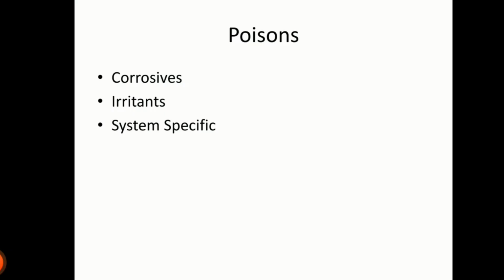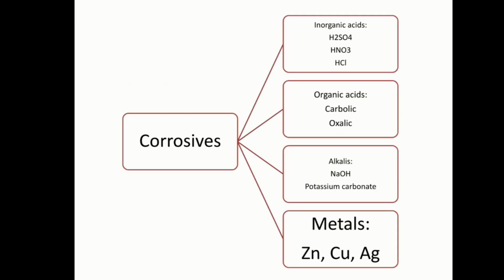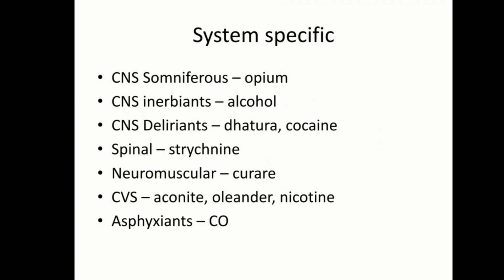Poisons are classified into corrosives, irritants, and system specific. Example of corrosives, we know they are acid and alkali. Irritants are further classified as metallic, non-metallic, plant origin, animal, and mechanical. System specific, you can pause the video and go through each example.